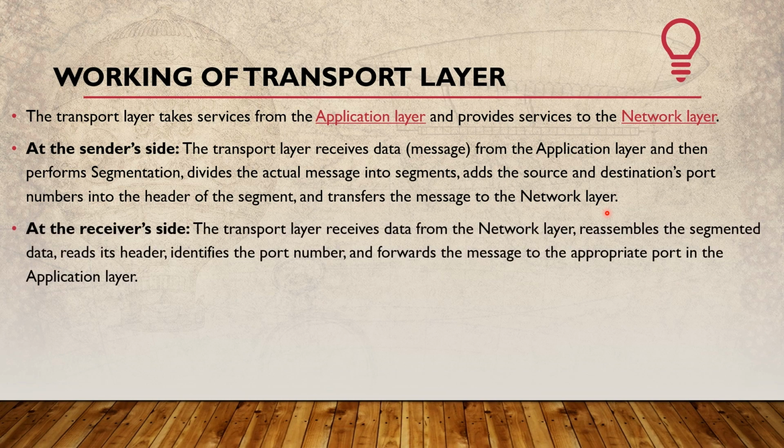At the receiver side, when the message is received from the network layer by the transport layer, the transport layer reassembles the segment data and reads the header. It will read the header, identify the port number, and forward the message to the appropriate port in the application layer. So whatever message it receives from the network layer, it reassembles the segments, reads the header, identifies the port number, and forwards the message to the appropriate port in the application layer.